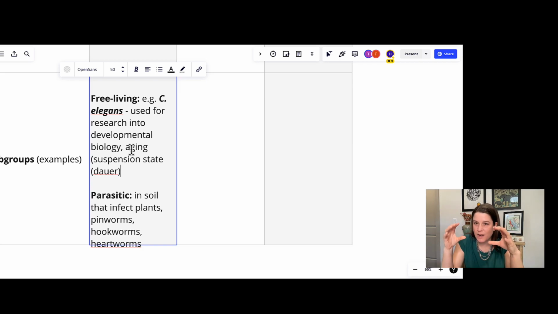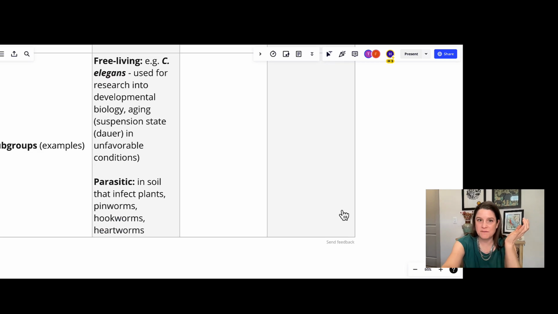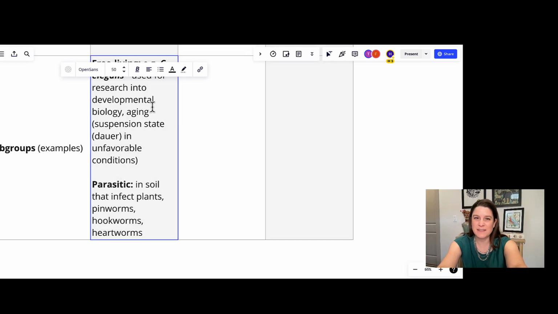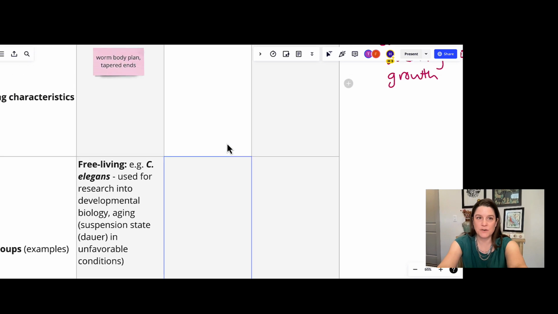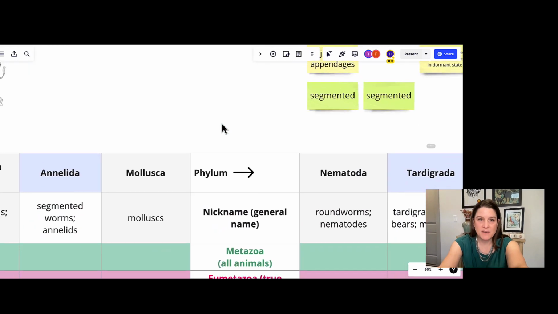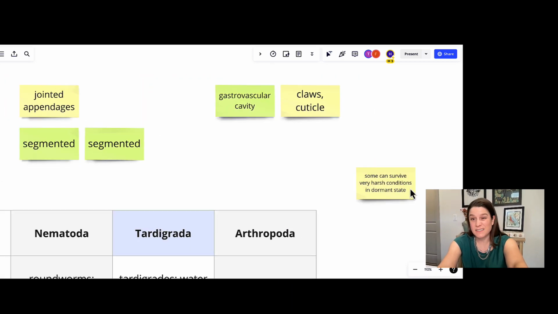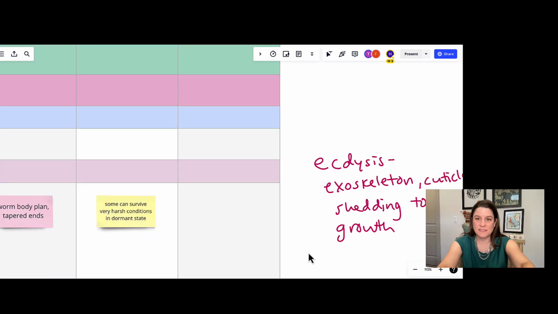It's almost like an endospore idea in bacteria. So they can stay in this state in unfavorable conditions and survive for a really long time, and then come back and they're okay. So C. elegans do that, so they can study aging, and how they do the suspension state. Same with the tardigrades. Some can survive in very harsh conditions in a dormant state. That's also true of some roundworms, but it's the classic tardigrade thing that they study.